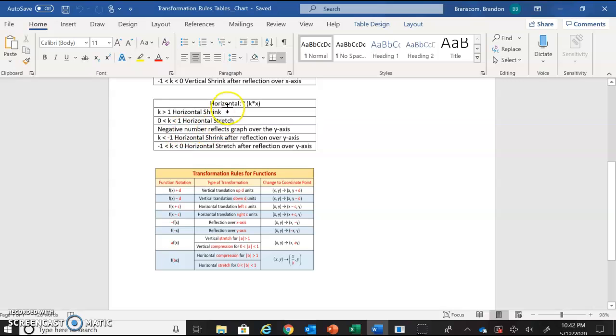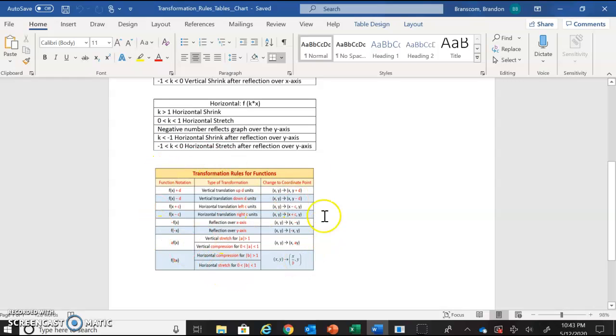So if it's a negative number for this transformation, you reflect over the y-axis. And if it's between -1 and 0, it's a horizontal stretch, and you reflect over the y-axis as well. So if it's a negative for this, we're reflecting over the y-axis, and it's going horizontally more slowly, so it's a shrink for this, and it's going horizontally more quickly for this, it's called a stretch.